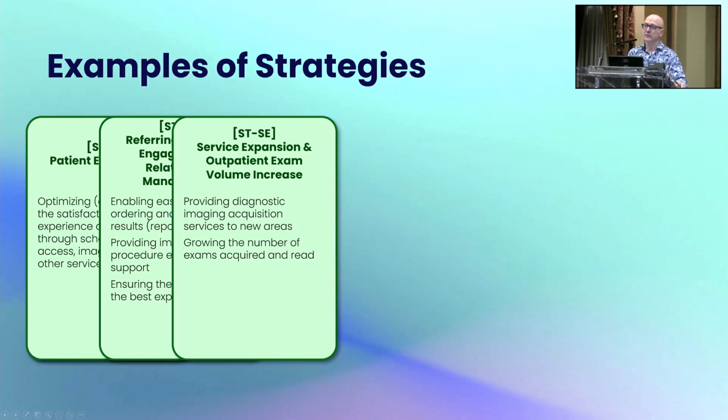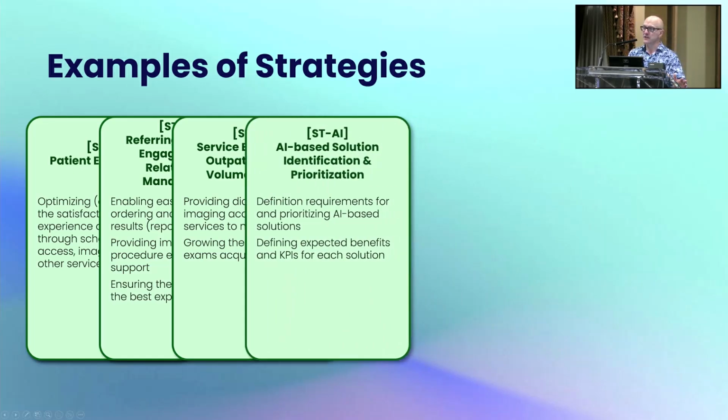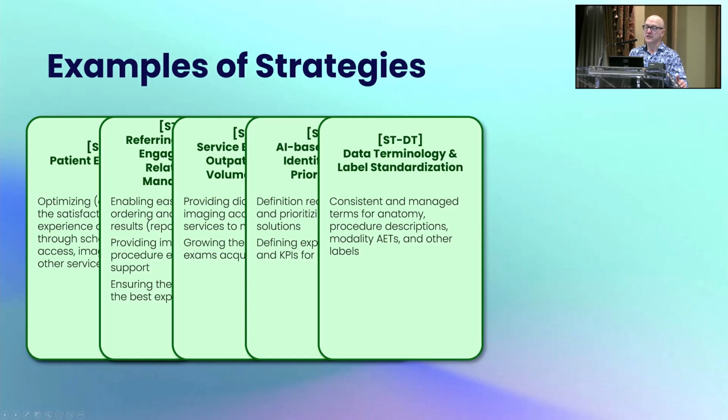So it talks about all the best practices and things you need to consider. AI-based solution identification and prioritization. This is like where can we apply AI, and what is the priority for our organization? Is it about scheduling and booking? Is it about diagnostics? Is it about analysis? Those type of things.